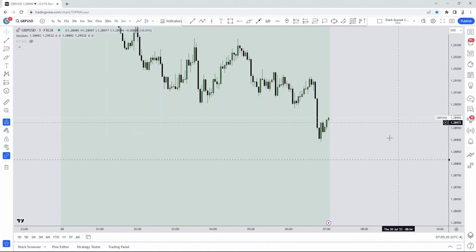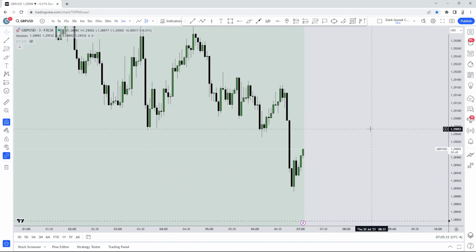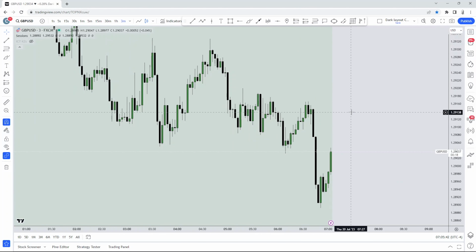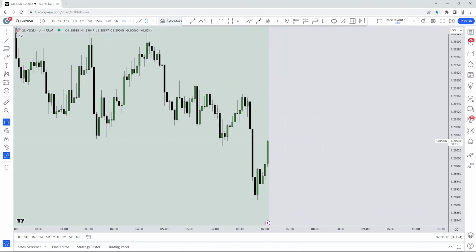Today we are gonna go through a very similar strategy to the previous ones based on ICT kill zones, and for this strategy I'm gonna go through the past 10 days and we are gonna gather the statistics together, and I will begin by showing you which indicator to use.